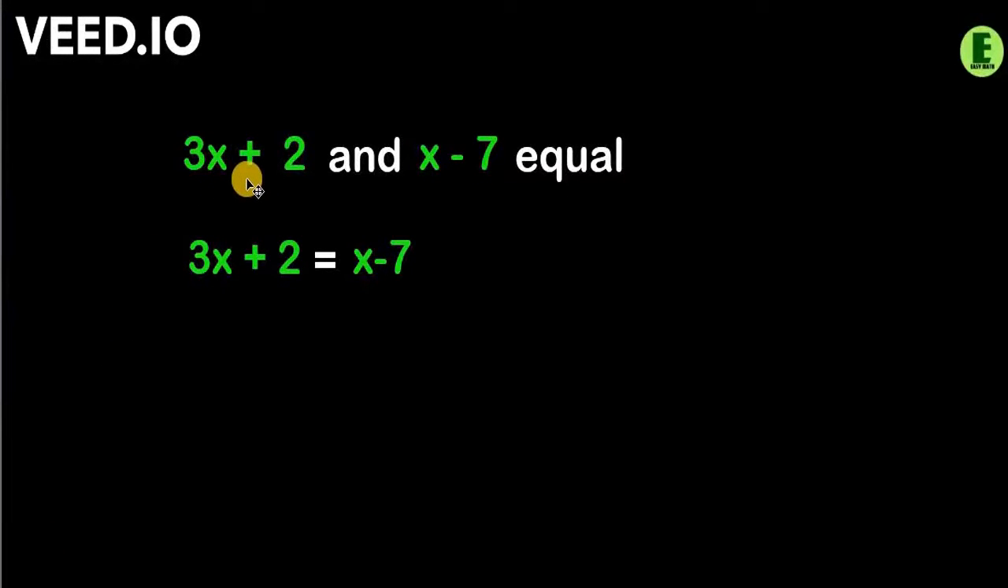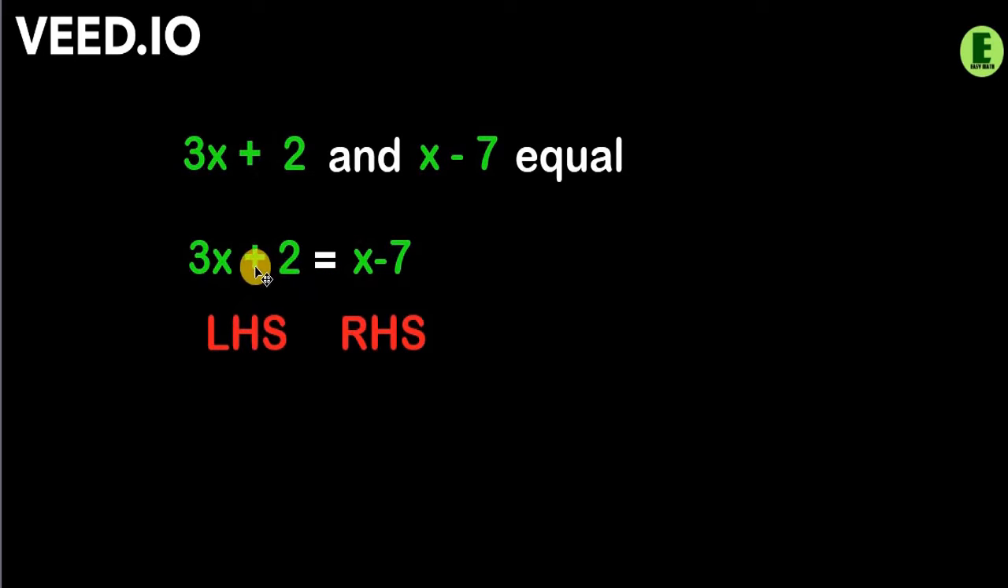We have a statement which says 3x plus 2 and x minus 7 are equal. Let us write it in the form of an equation. Now we have two expressions, that is 3x plus 2 equals x minus 7, which is in the form of an equation. So here 3x plus 2 and x minus 7 are binomial expressions with the degree of x as 1. Before solving the value of x, let us learn a few things about this equation.